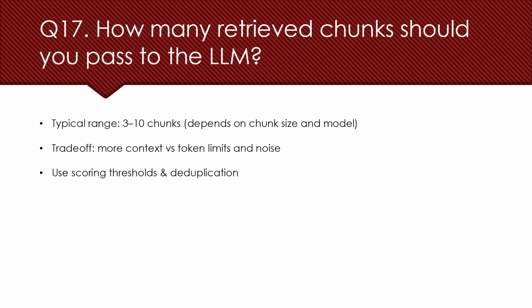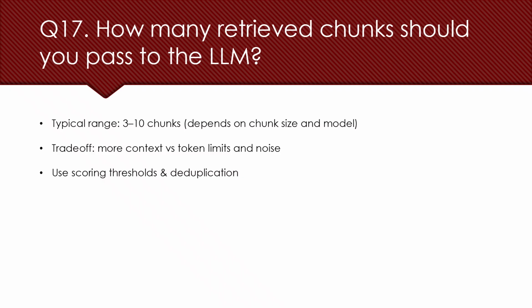Question number 17. How many retrieved chunks should you pass to the LLM? The typical range is 3 to 10 chunks, depending on chunk size and what model you are using. There is no single right number. It depends on the chunk size, the LLM context window, and how precise the search is. Generally 3 to 10 chunks. The trade-off is more context versus token limit and noise. The more chunks we bring, the more evidence, but it also increases token usage and may introduce conflicting information.